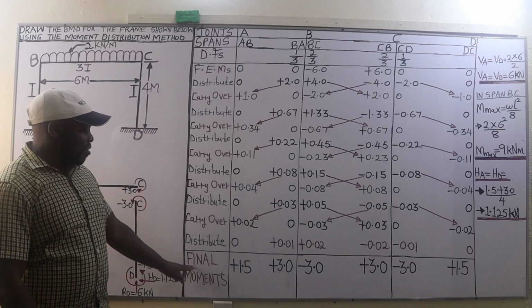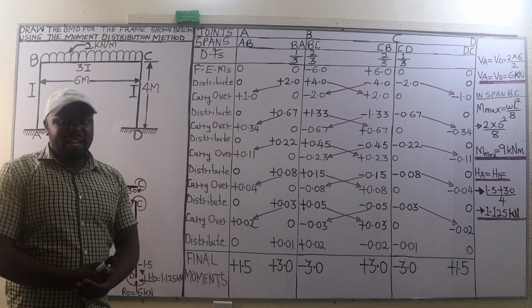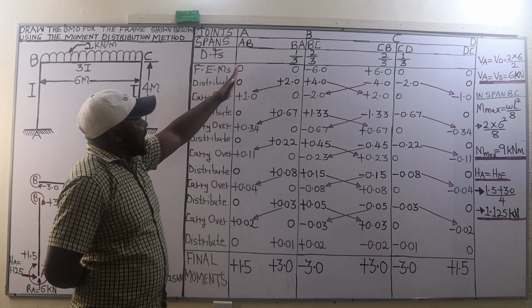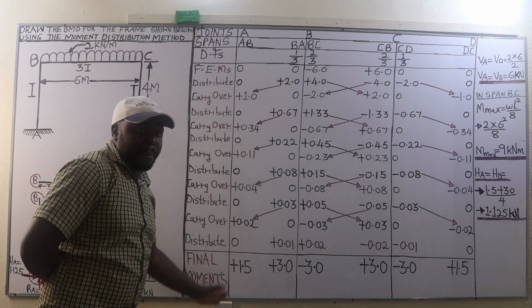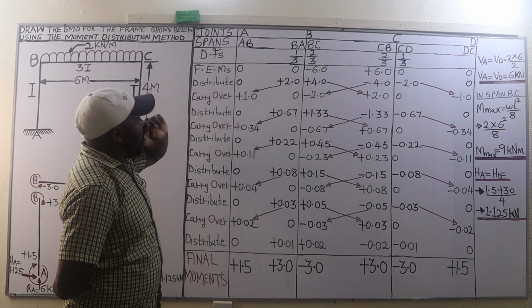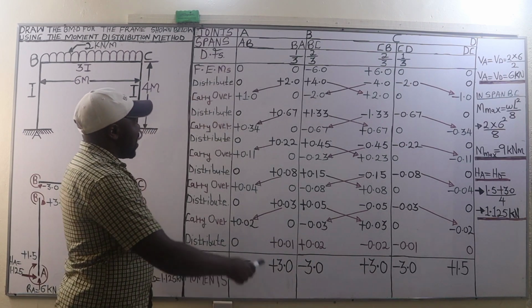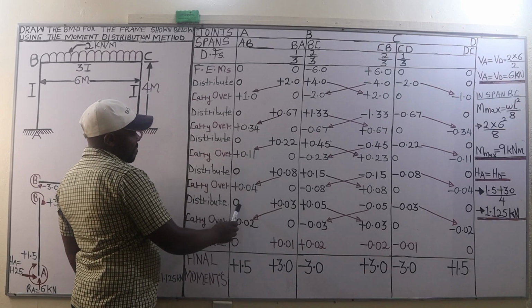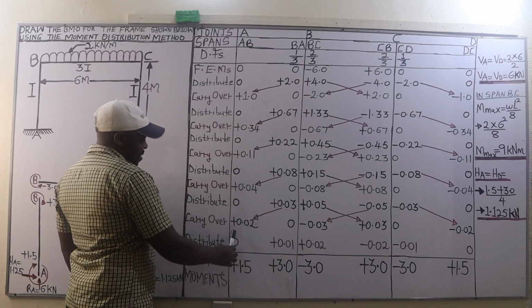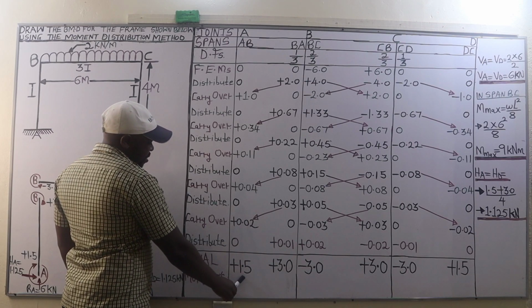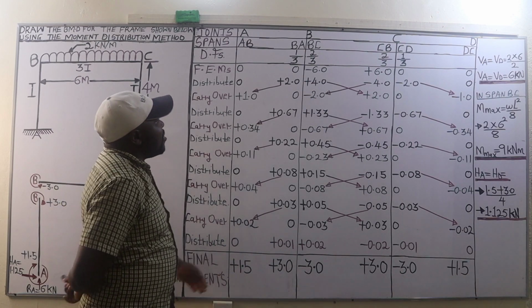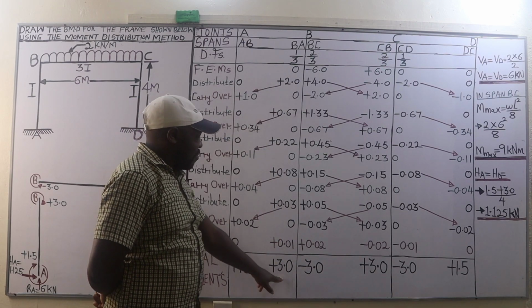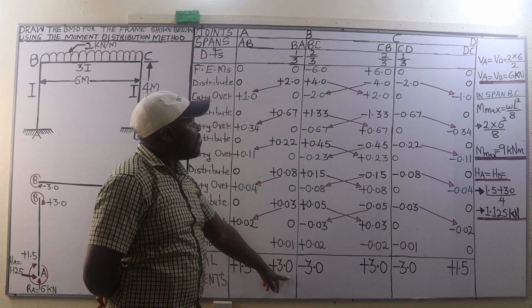Then finally, we are now going to have the final moments. And for us to get the final moments, we are now going to add all the moments at each joint, at each member. So on member AB, joint A, we are going to have 1.0 plus 0.34 plus 0.11 plus 0.04 plus 0.02 to give us positive 1.5. And all the others, we are still going to do the same. Add all this moment, we get positive 3.0 on member BA.